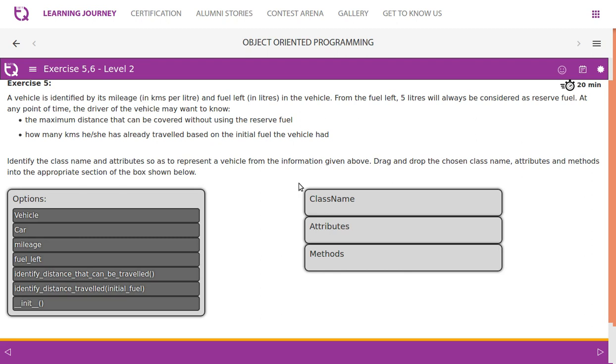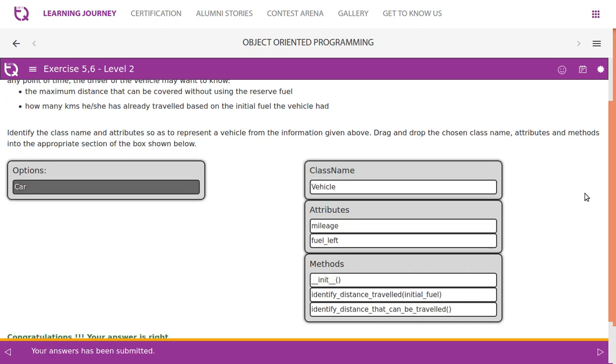Identify the class name and attributes so as to represent a vehicle from the information given above. Drag and drop the chosen class name, attributes and methods into the appropriate section of the box shown below. So this is it. Class name is vehicle and attributes are mileage and fuel left, because they have clearly mentioned a vehicle is identified by mileage and fuel left. And the methods: identify distance traveled with the initial fuel as a parameter, and identify distance that can be traveled. These are the two methods we'll have.